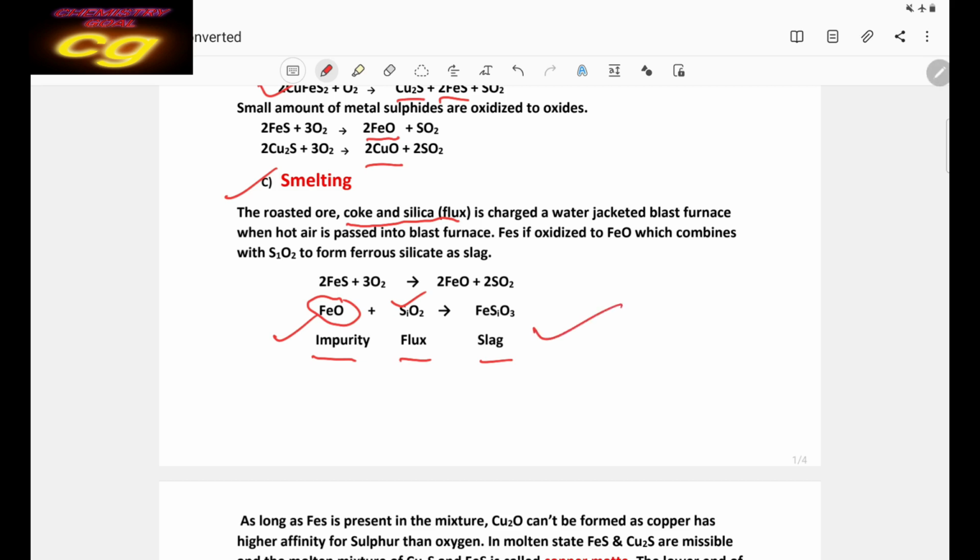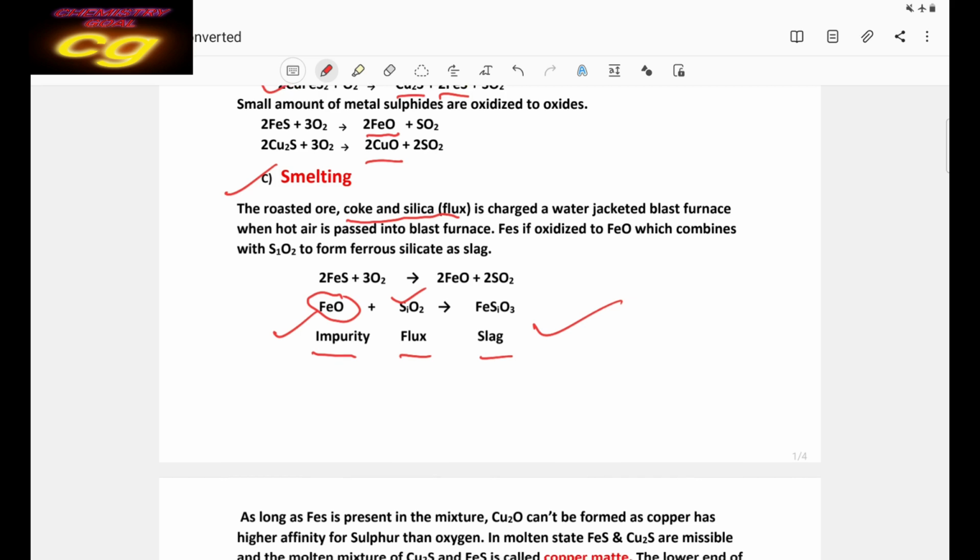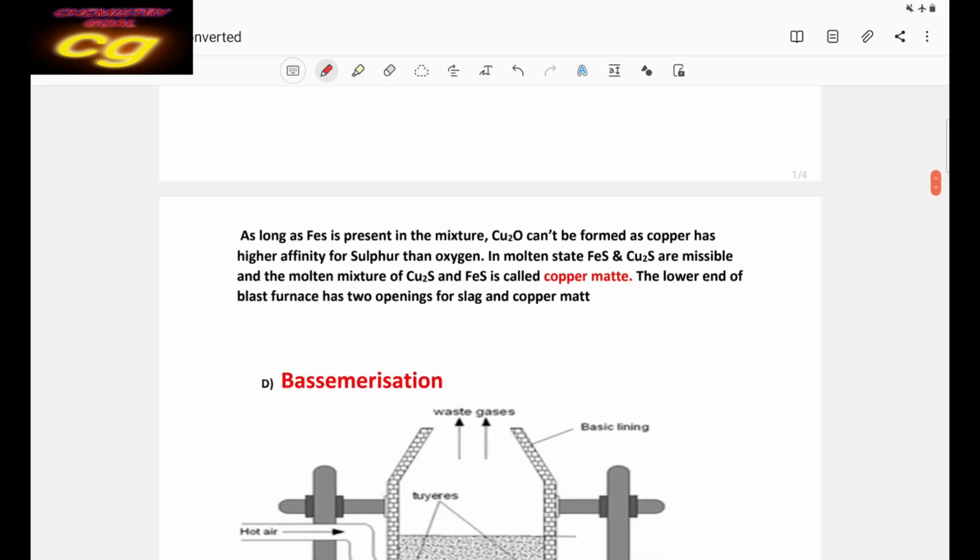That is slag, a fusible light substance that is produced. It floats on the surface of the molten metals. Then during the smelting process, some unreacted iron sulfide and copper sulfide remain. During the roasting process, the oxidation process, unreacted iron sulfide and copper sulfide remain along with copper oxides.